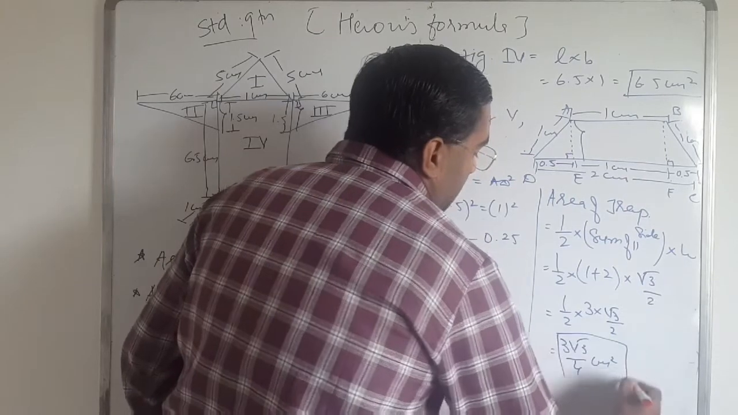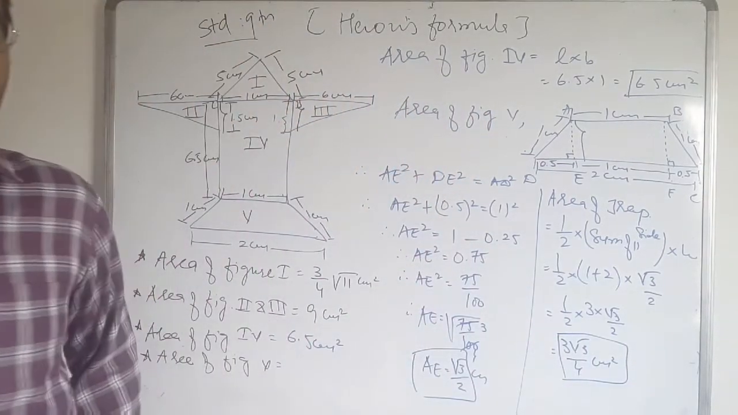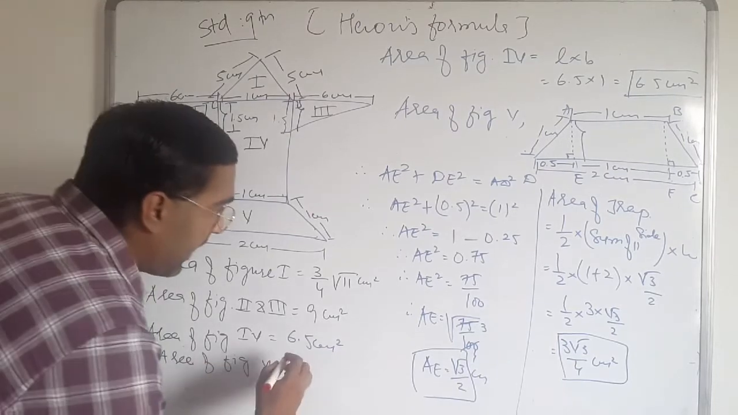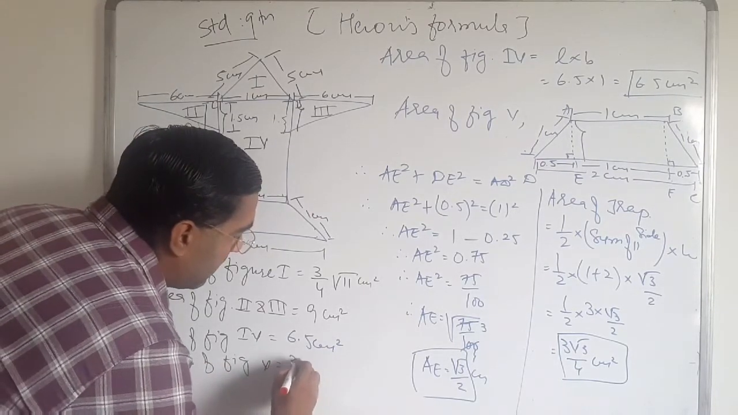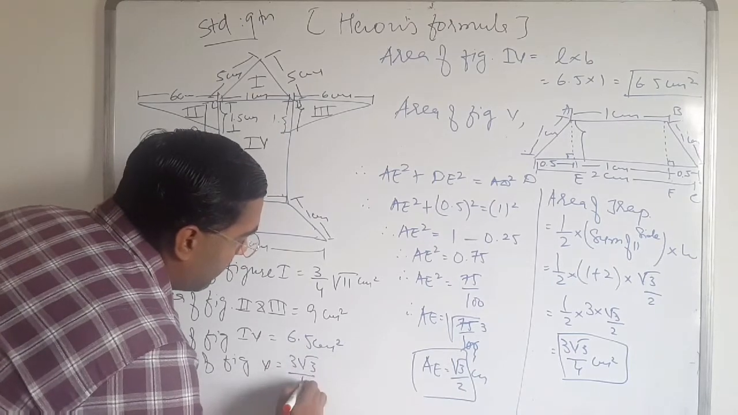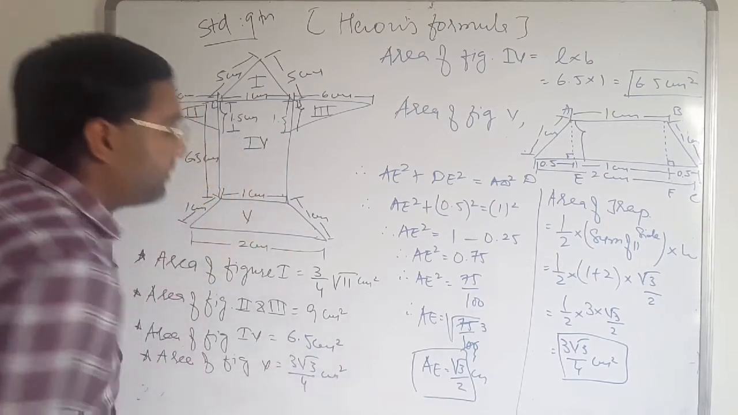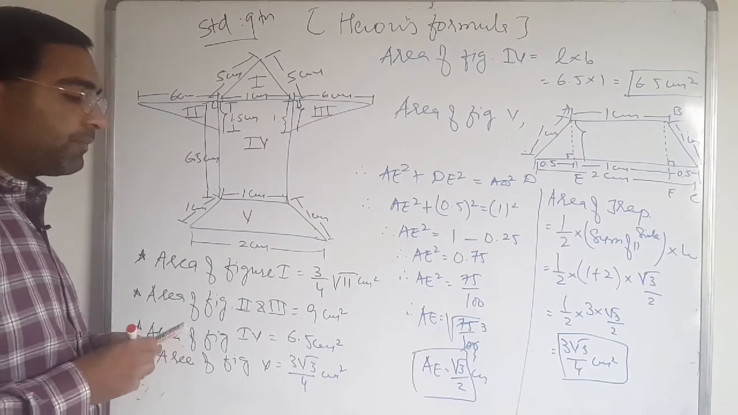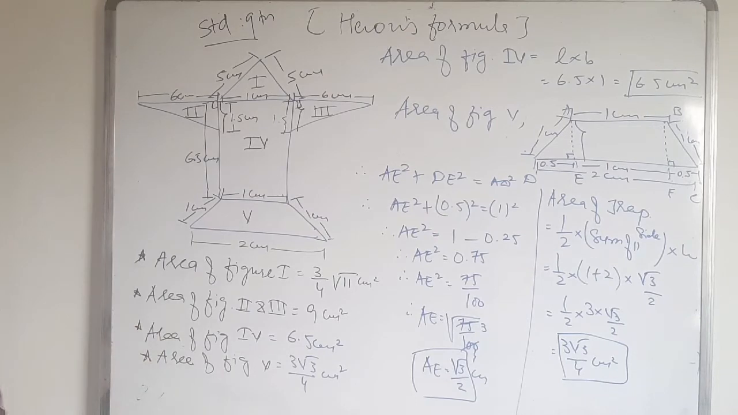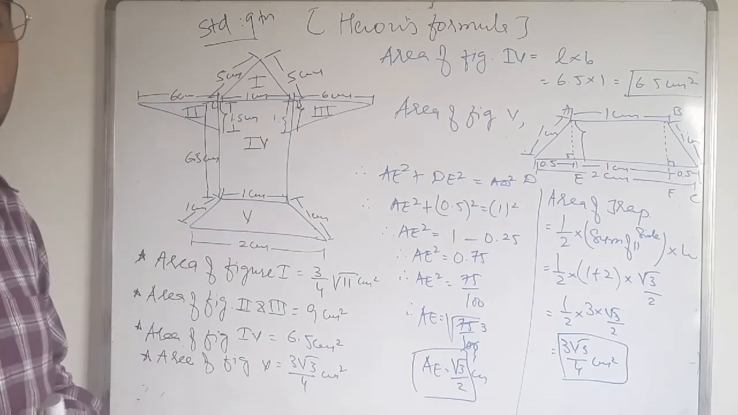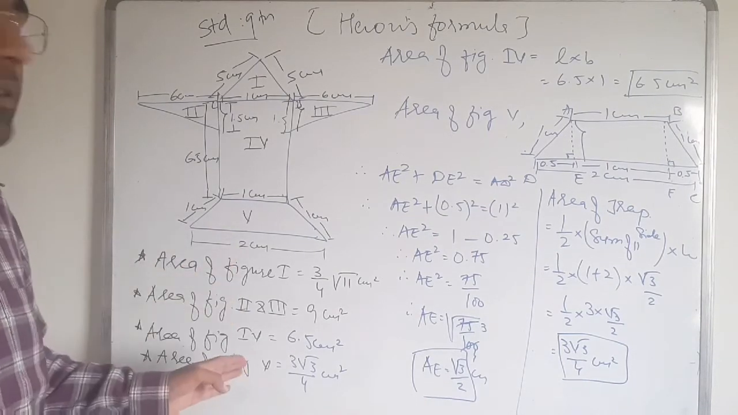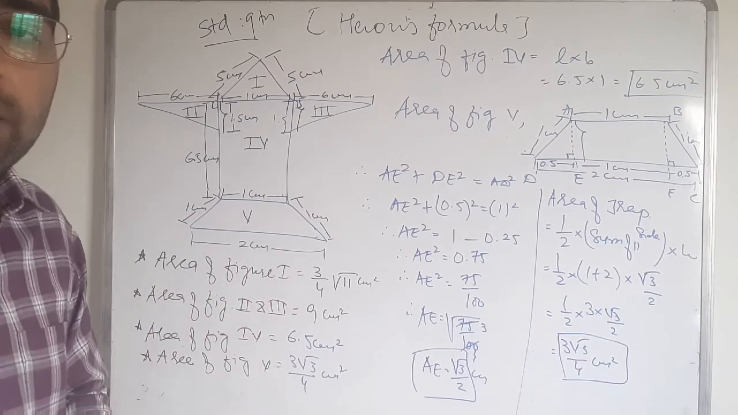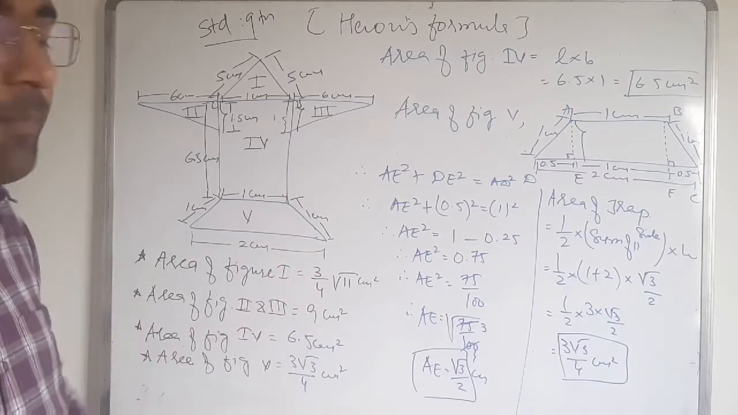For the trapezium portion my area is 3 root 3 by 4 centimeter square. So I will now write it here: 3 root 3 by 4 centimeter square. Okay, clear? Please note down all of this first. After that we have to calculate this and add all of these areas.